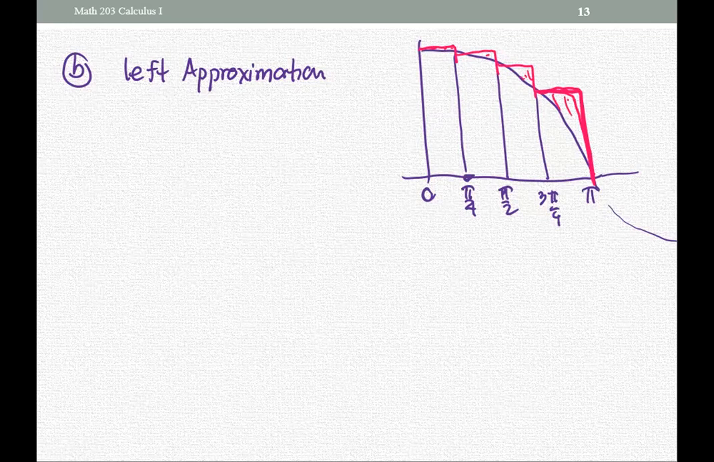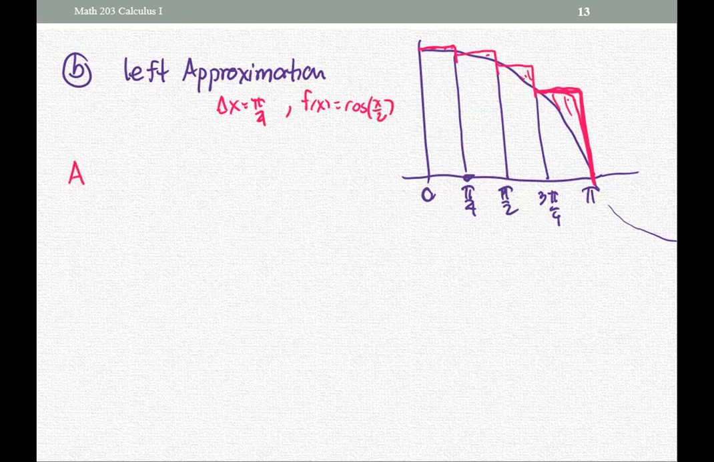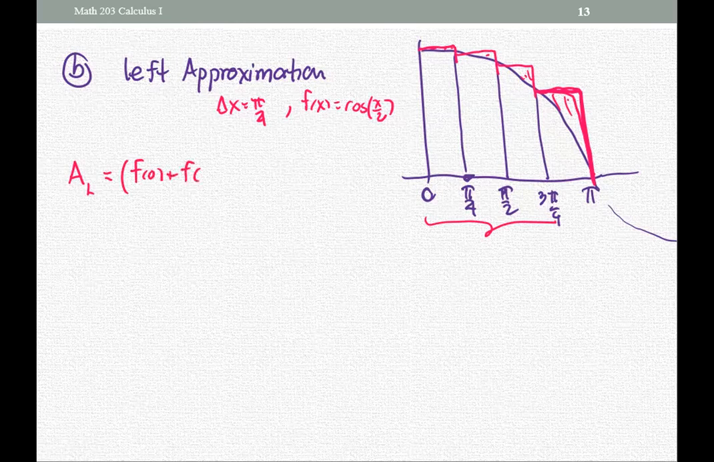So using the left approximation, the delta x is the same, pi over 4, and the function is the cosine of x over 2. The area A using the left approximation is the sum of the function at the left endpoints: the function at 0 plus the function at pi over 4 plus the function at pi over 2 plus the function at 3 pi over 4, and then multiply by pi over 4.